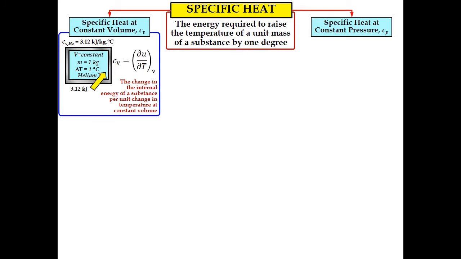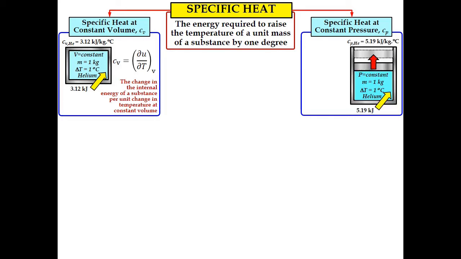The second one, we have specific heat at constant pressure, and the symbol that we use is CP. In order to describe the value of CP for a certain substance, we will use this kind of diagram. We use a cylinder piston device, where the piston freely moves in order to maintain the pressure. When the piston freely moves, if we add heat to the substance inside the cylinder, we can keep the pressure constant.